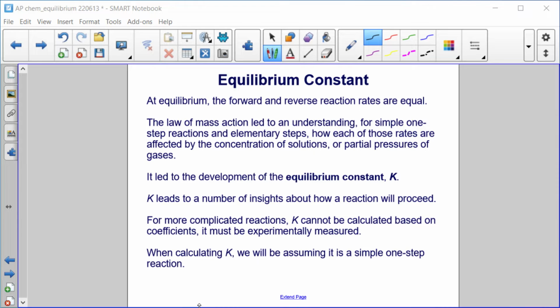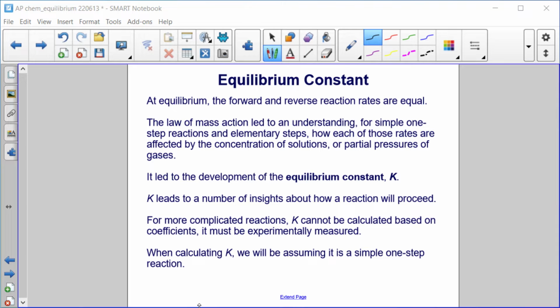Equilibrium constant. At equilibrium, the forward and reverse reaction rates are equal. The law of mass action led to an understanding, for simple one-step reactions and elementary steps, of how each of those rates is affected by the concentration of solutions or partial pressures of gases. It led to the development of the equilibrium constant, or K. K leads to a number of insights about how a reaction will proceed.